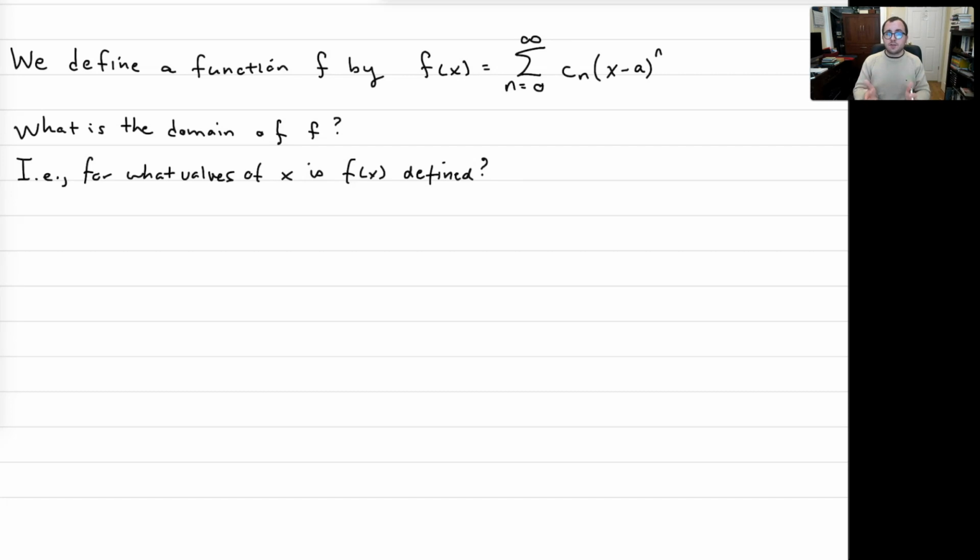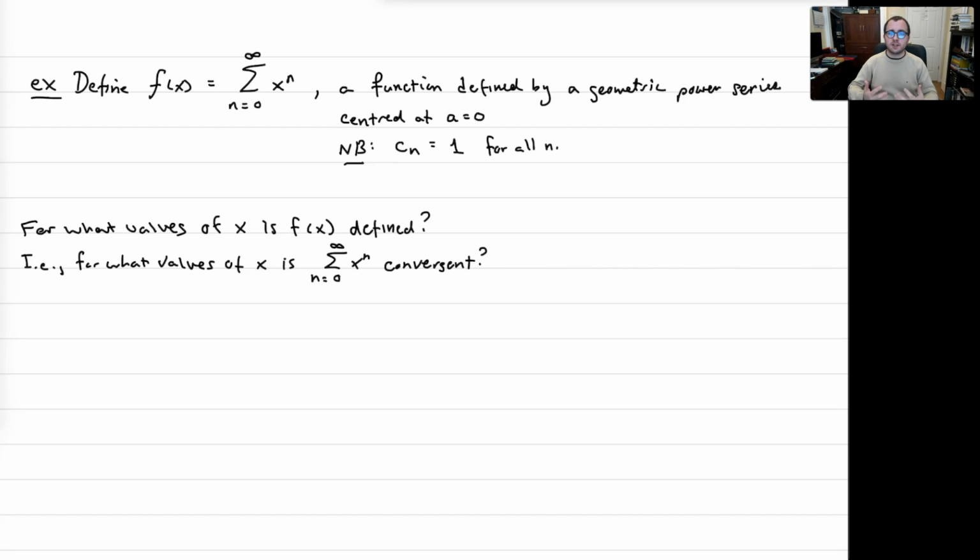Before we get into the shape of the domain of a power series, let's look at an example. Let's consider the function defined by a geometric power series centered at 0. So just the sum of x to the n. Each coefficient here is equal to 1, so all of the c_n's are equal to 1 in this example. Now let's ask ourselves a question. For which values of x is this function f of x defined? That is, for what values of x is the series that results a convergent series?